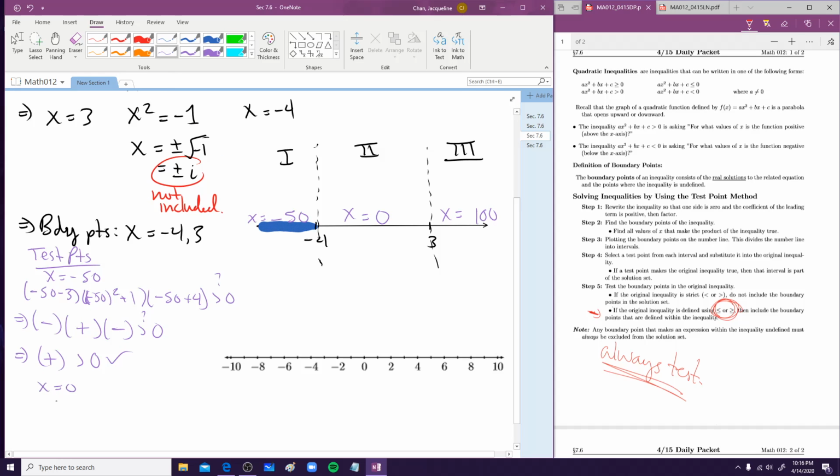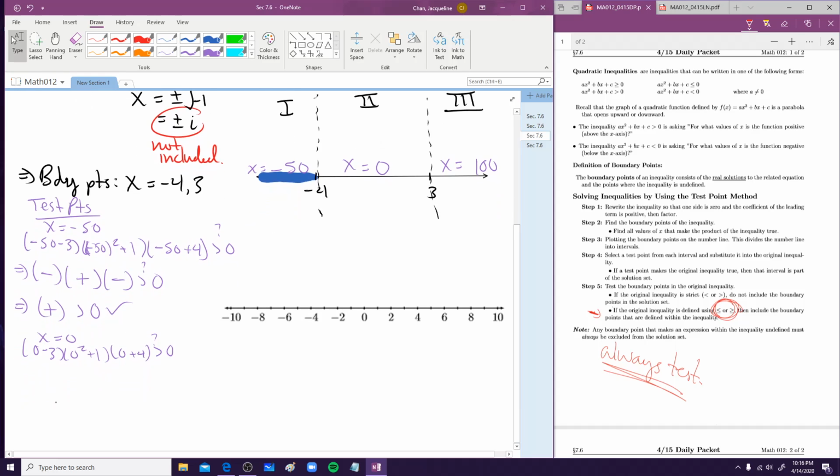Now when I have x equal to 0, we're going to do 0 minus 3, 0 squared plus 1, and 0 plus 4. Is this greater than 0? In this case, we get a negative, positive, and positive. Positive times positive is positive, positive times negative is negative. A negative number is not greater than 0. So what does that mean? That means this is no bueno. It's not good.